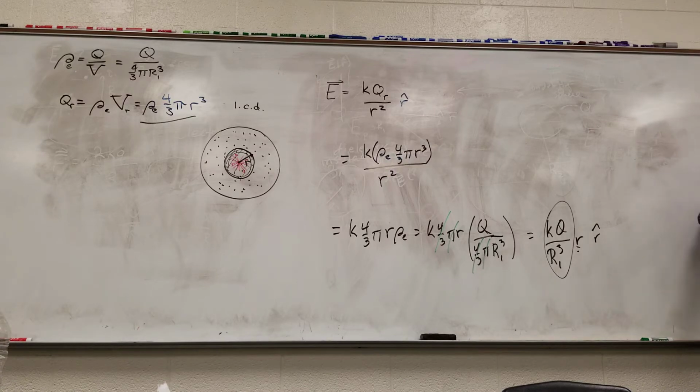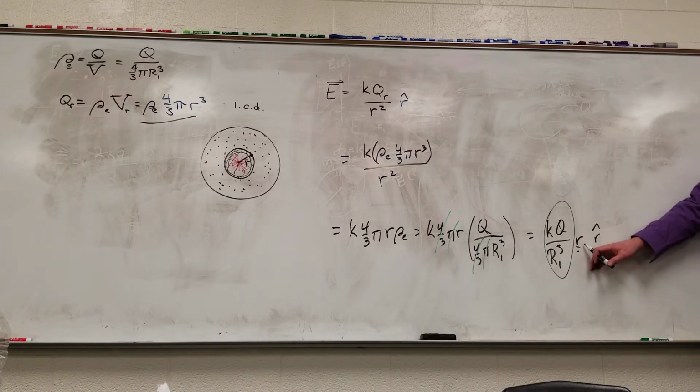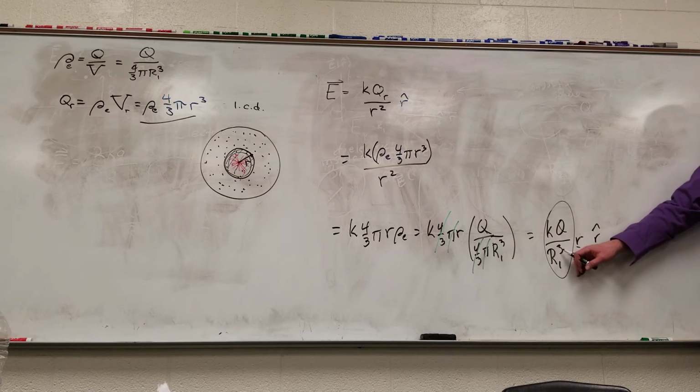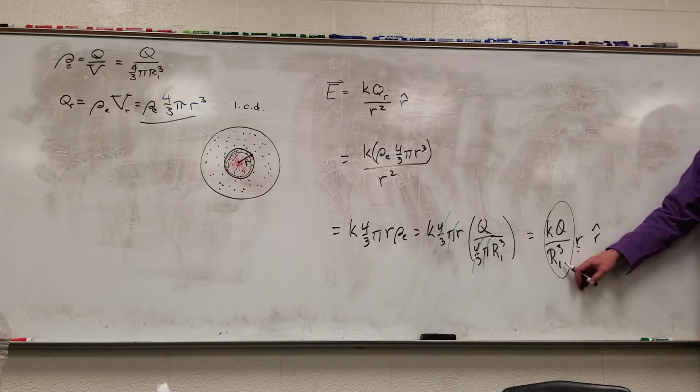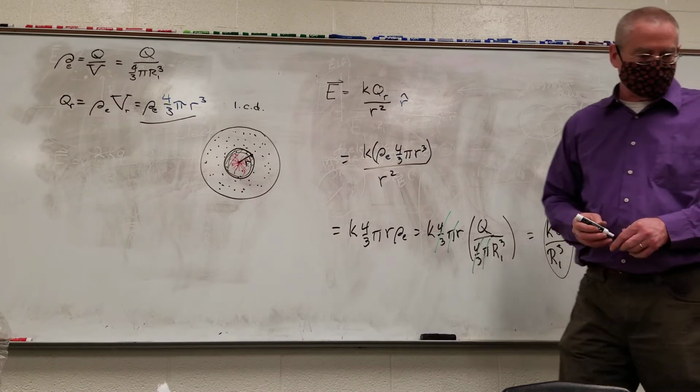Notice when we get to the surface, if little r is equal to big R1, then that R1 is going to cancel out with that, and we're left with KQ over big R1 squared, which is basically the classic point charge formula at the surface.